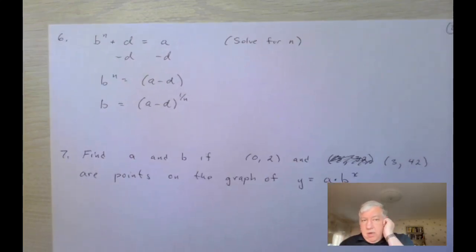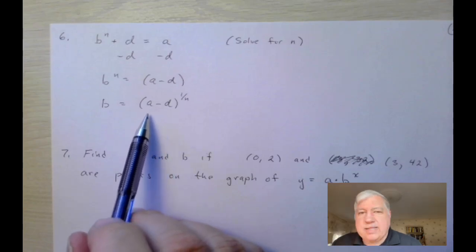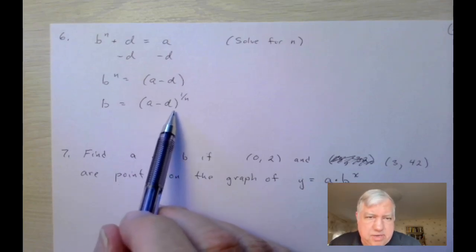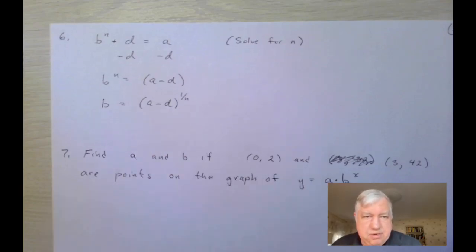Okay? Leave it like this. Don't try to distribute. This is not equal to a to the 1 over n minus d to the 1 over n. We just leave it like this.